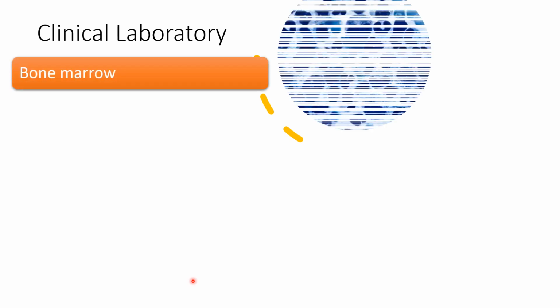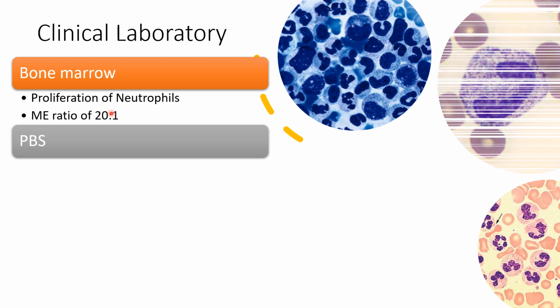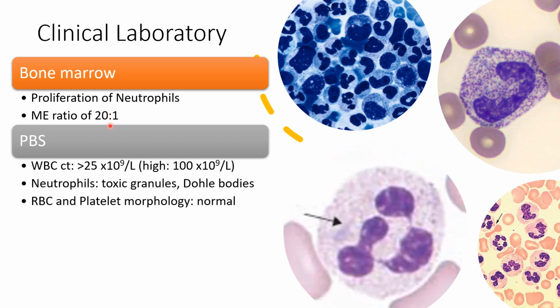Let's start with the clinical findings in the bone marrow. The bone marrow is hypercellular with predominantly the proliferation of neutrophils. The myeloid to erythroid ratio is at least 20:1. In the peripheral blood smear, patients have a white blood cell count of more than 25, but may be as high as 100.